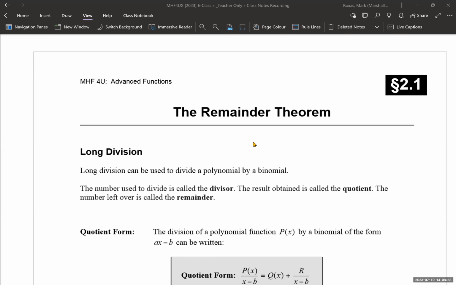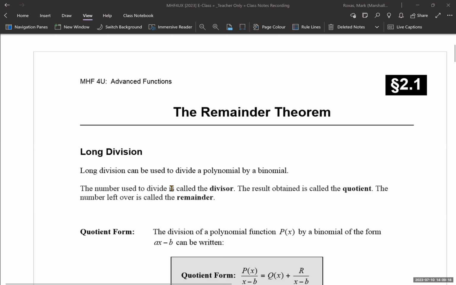Section 2.1, the remainder theorem. So we're going to look at long division once again. Long division might be something you last did in elementary school when dividing numbers. But we can use it to divide a polynomial by a binomial factor.